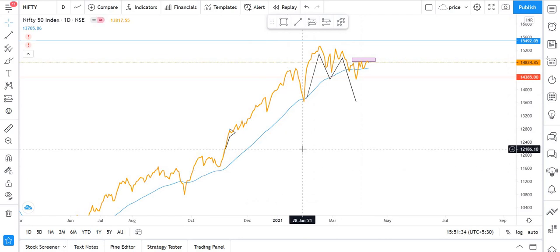And people, when shorting a stock which is above the moving average, take their first target at the moving average.